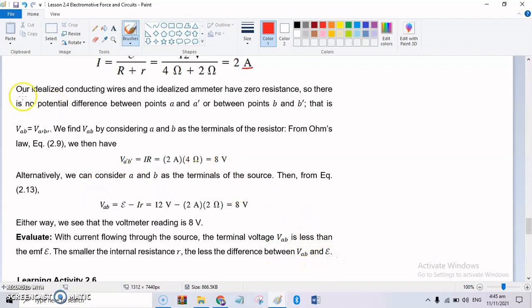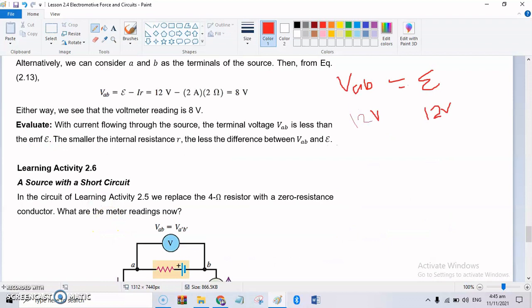So, okay, did you notice? VAB now is equal to 8 volt compared to the EMF of 12 volt, because this is a complete circuit. They are no more equal, because this is 8 volt in the complete circuit and this is 12 volt. But if it is not a complete circuit, they are always equal, as in our previous example. Okay.